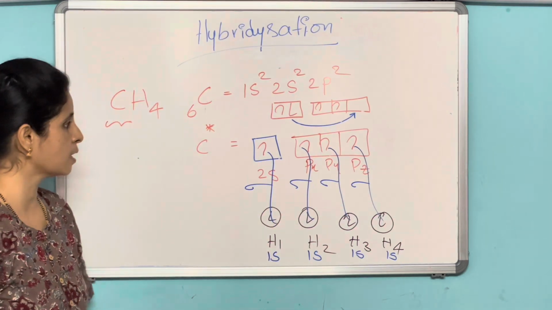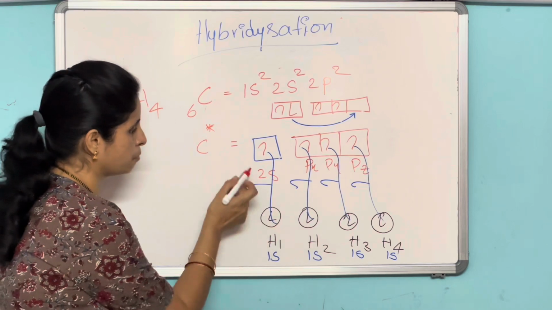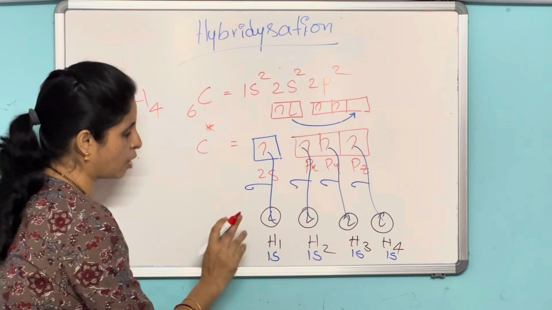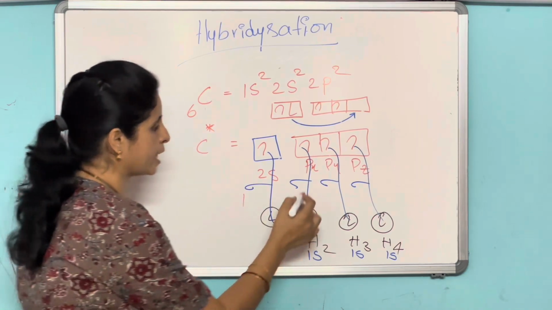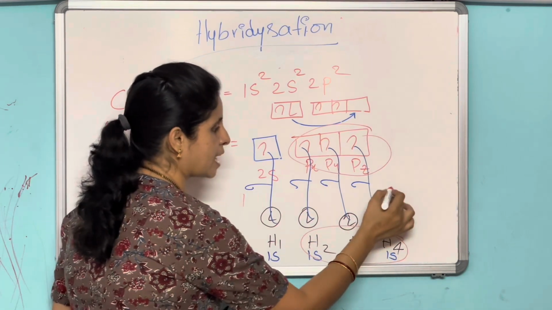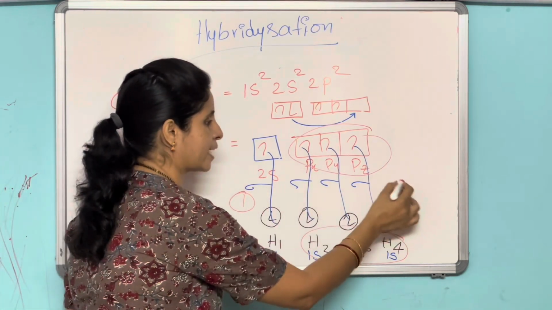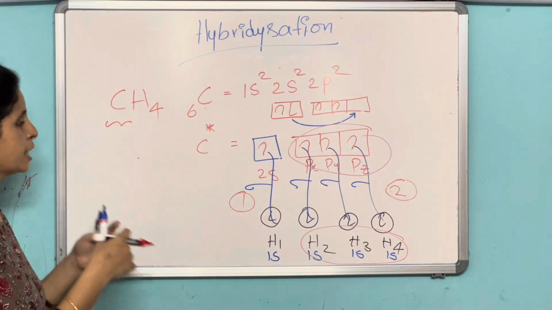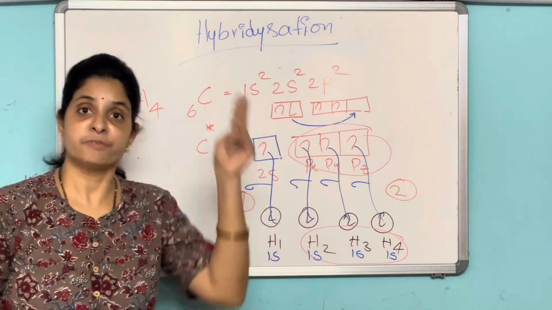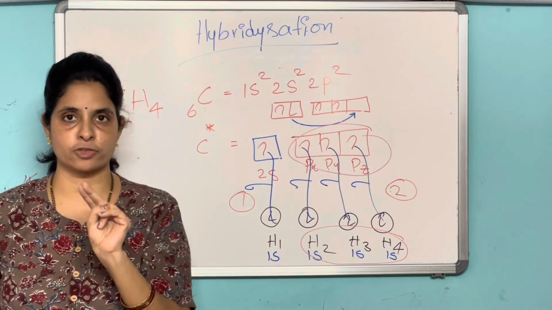Here if you observe, 2 types of bonds are formed. One is the s orbital of carbon with the s orbital of hydrogen. This is one type, and the p orbitals of carbon with the s orbitals of hydrogen are the second type of bonds. So if you assume this is the formation of methane, then there should be 2 types of bonds in the CH4 molecule.